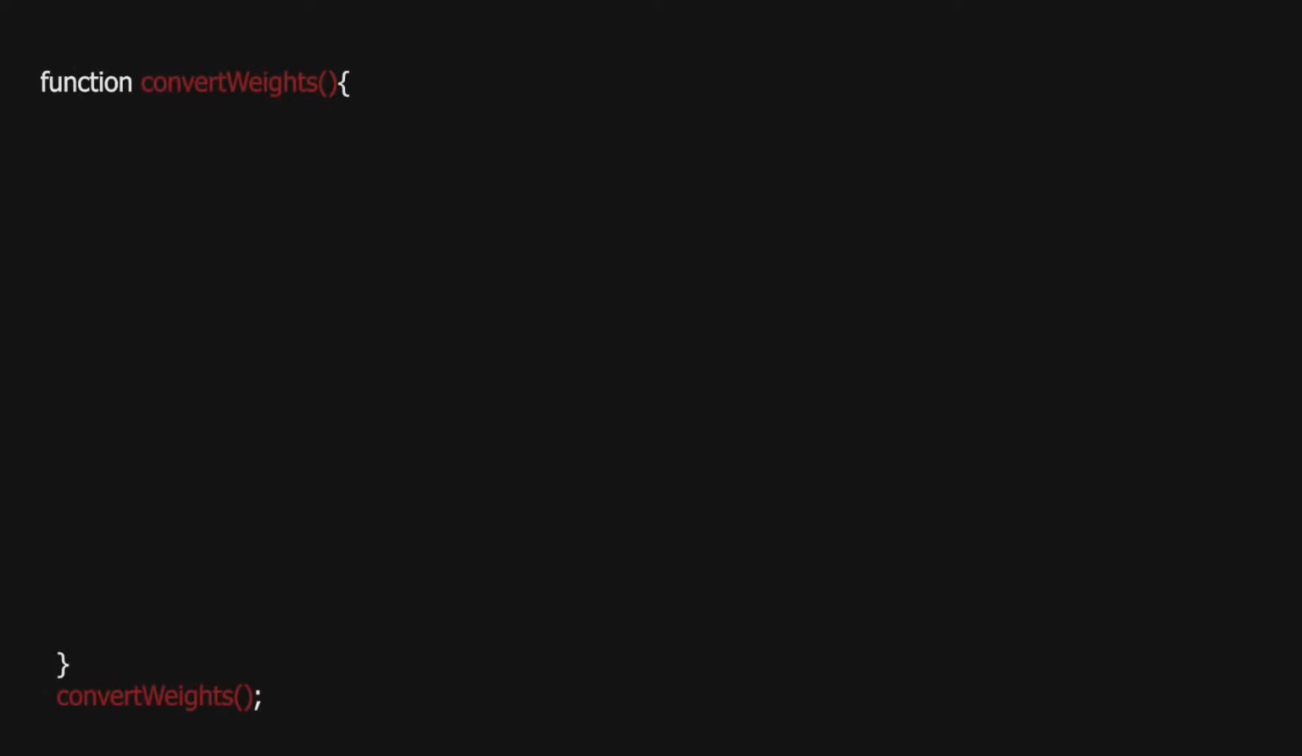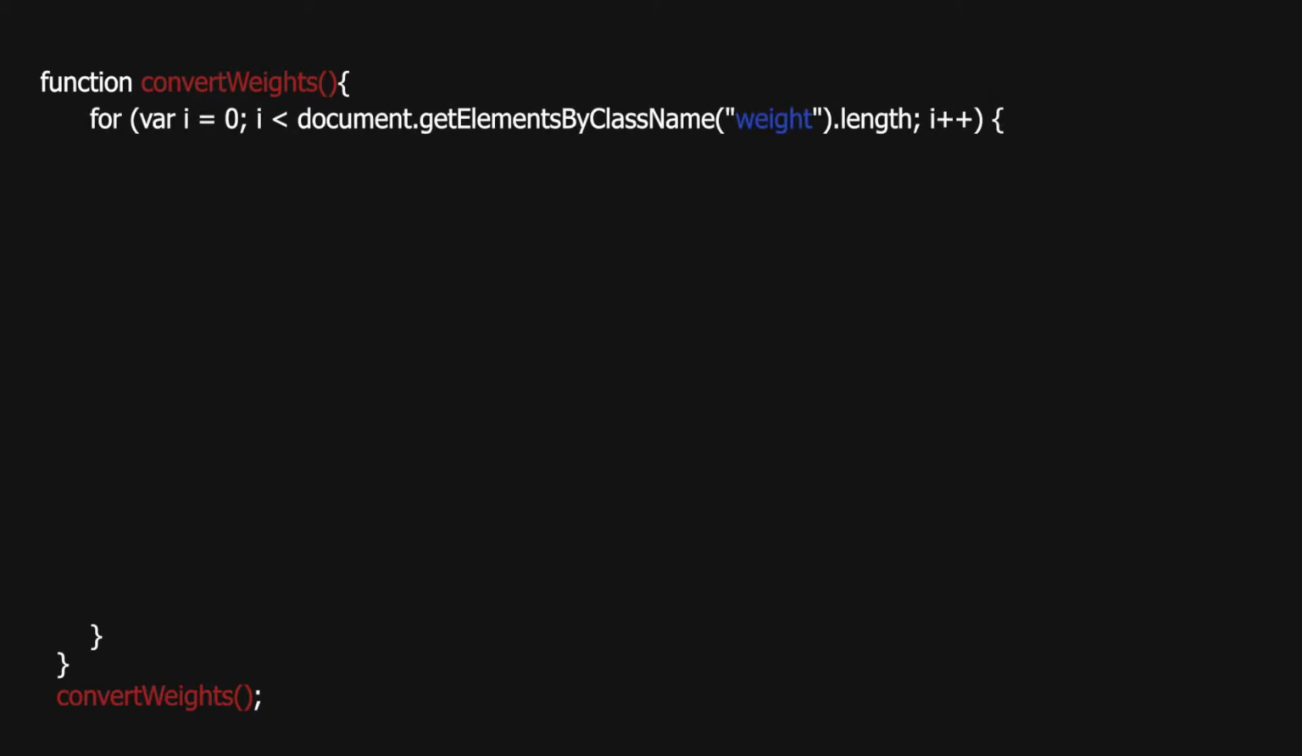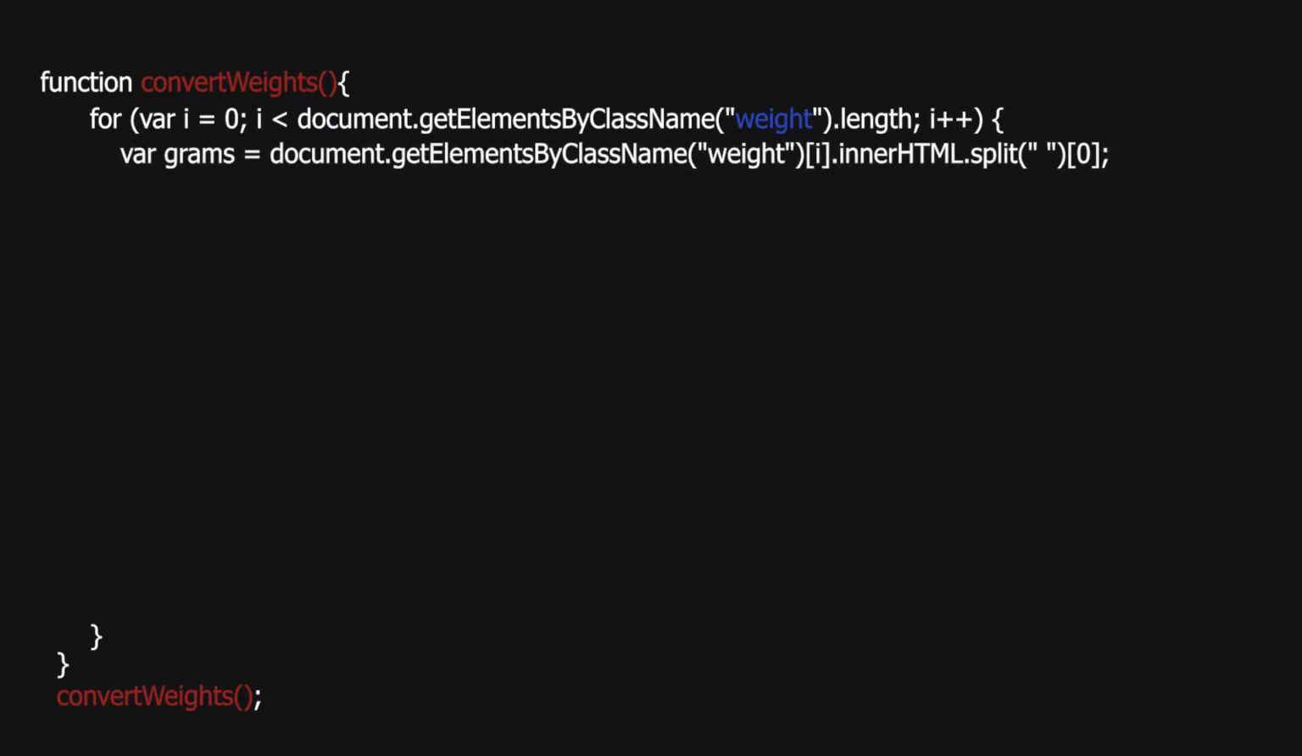First of all, we create a function in JavaScript called convertWeights. And yeah, in that we add a for loop which basically cycles through every element on the site with the class name weight. And for every weight element, basically, we extract the grams out of there just by splitting the innerHTML. So basically, the text in there where we can find a space, so basically, between the weight and the grams.